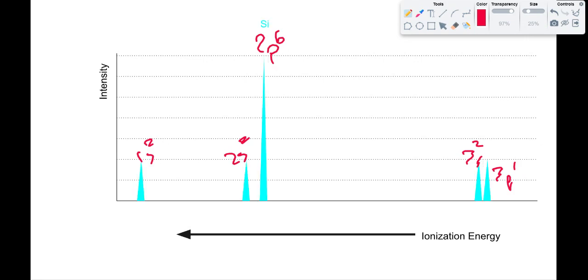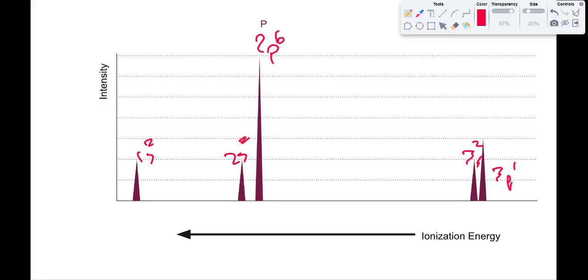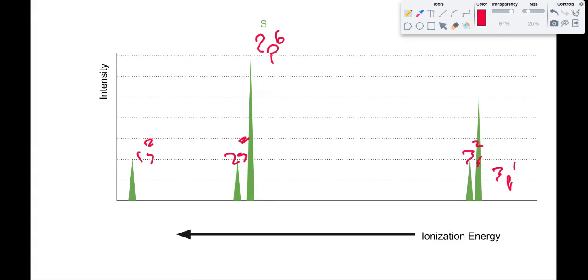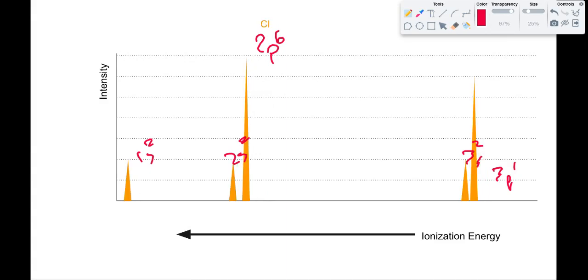Silicon, 3p goes up to 2. Phosphorus, 3p goes up to 3. Sulfur, 3p goes up to 4. Chlorine, 3p goes up to 5. Argon, 3p goes up to 6, and now the third shell is full.